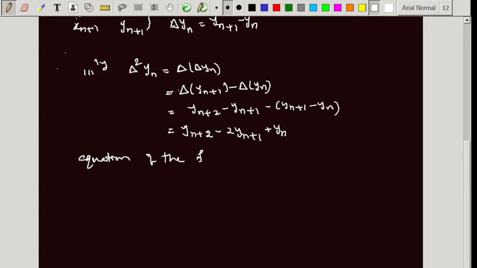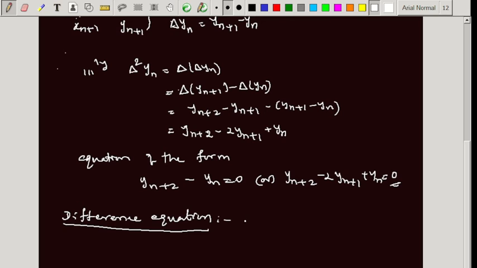An equation of the form yn plus 2 minus yn equal to 0, or yn plus 2 minus 2 times yn plus 1 plus yn equal to 0, or any other form, is a relation between differences of the dependent variable. Differences of the dependent variable is nothing but y.